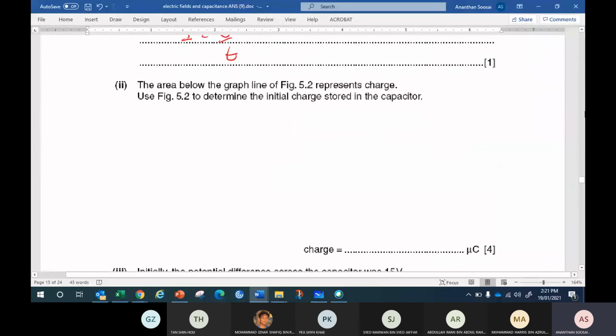Next, the area below the graph represents the charge. Cambridge helps you here, they say the area under the graph is charge. Determine the initial charge stored in the capacitor. 4 marks, quite a lot.